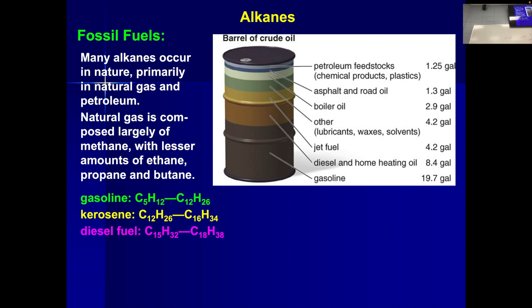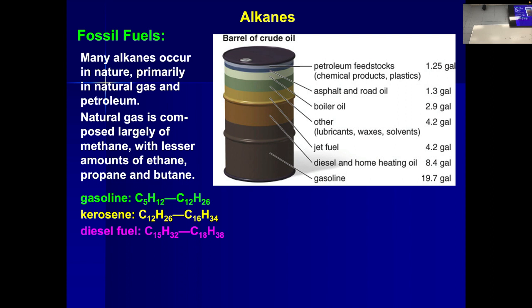And then you get this stuff, the chemical products and plastics. This is really where all the money in oil is. The big money. All this stuff is small money, millionaire kind of stuff. This is billionaire kind of stuff. Okay? You only get about 1.25 gallons of stuff that can go to make chemical products and plastics.